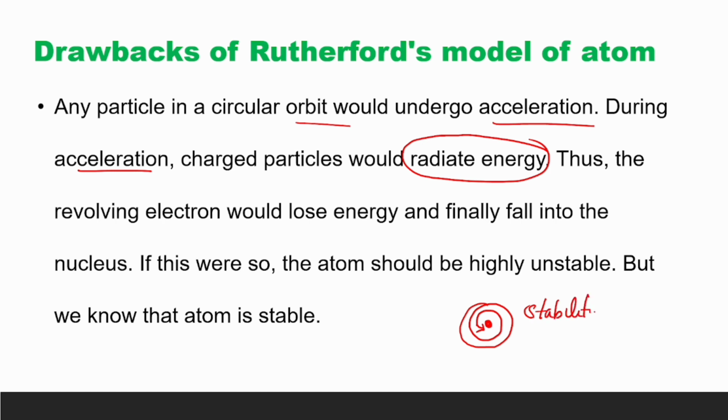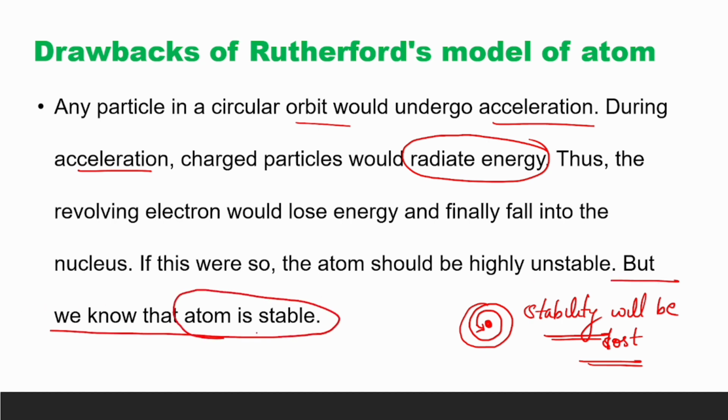But we know that the atom is stable. According to Rutherford, electrons moving in a circular motion will radiate energy, and at last fall into the nucleus, such that the atom would be highly unstable. But actually the atom is a stable substance, that we know. So this is the main drawback of Rutherford's atom model.